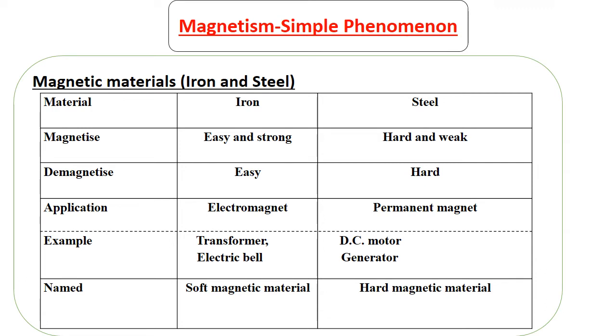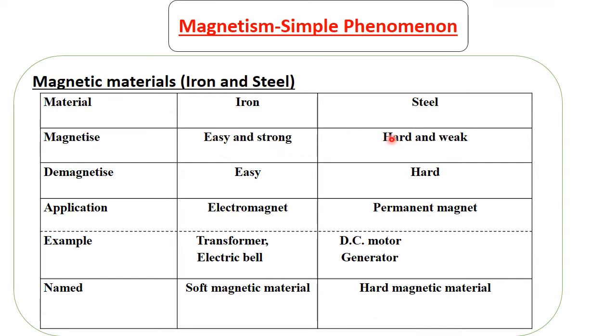We're going to take a look at two magnetic materials, iron and steel, then we compare their properties. Here we have various criteria we're going to look at. Here we have iron, here we have steel. When you talk about magnetization, iron magnetizes easily and strongly. To magnetize is to turn into a magnet. When you get iron and put it into contact with a magnet, it's going to be magnetized, it's going to turn into a magnet easily and strongly.